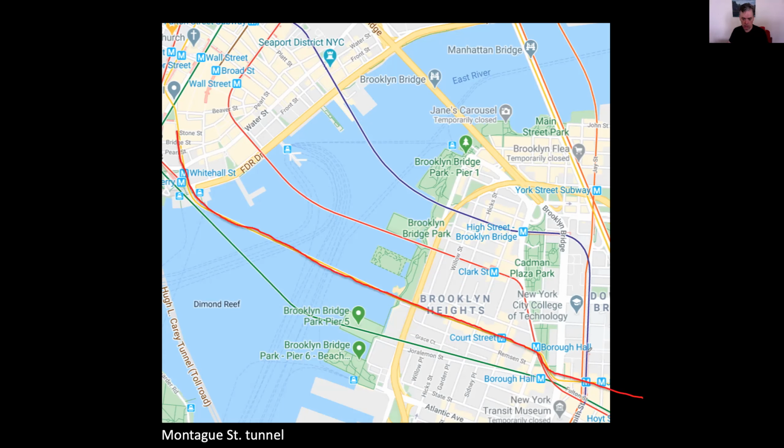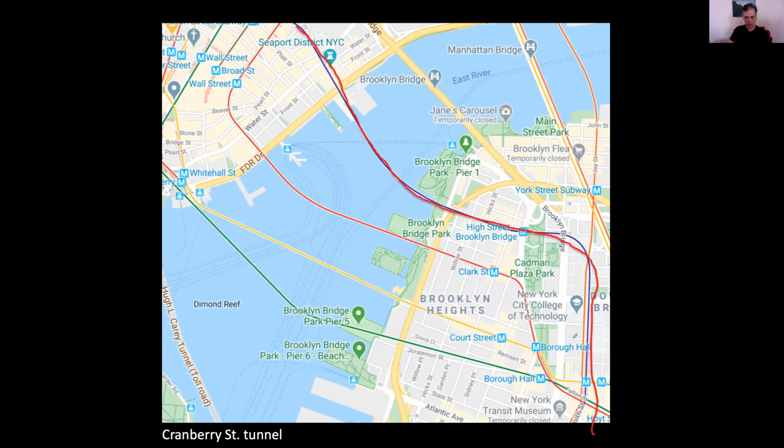And then here's the 1920 Montague Street Tunnel, which went right down Montague Street, and there is a station at Court Street and also one at Borough Hall. And that's today's N and R train, the Never and the Rarely. And then finally we have the Cranberry Street Tunnel, which opens in the northern part of Brooklyn Heights and has a stop at High Street here. And that's today's A and C line.